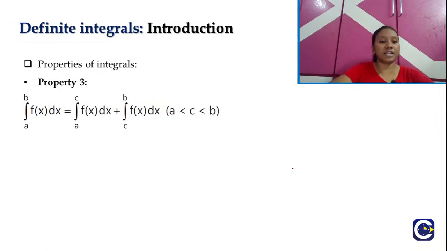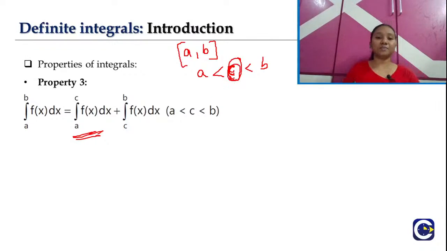So here comes the next property. If you observe, we have an integral, that is integration of function f of x dx within the limits a and b. Because c is lying in between my limits a and b. So here c is my value which is lying in between my two limits a and b.